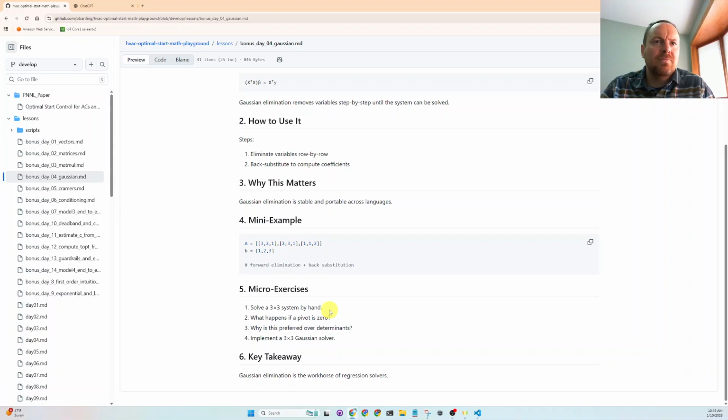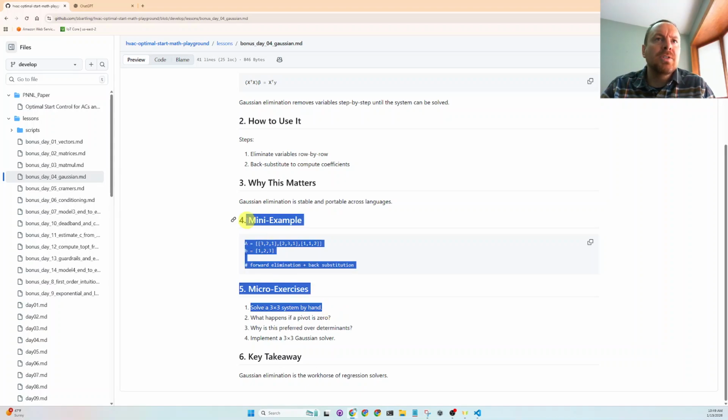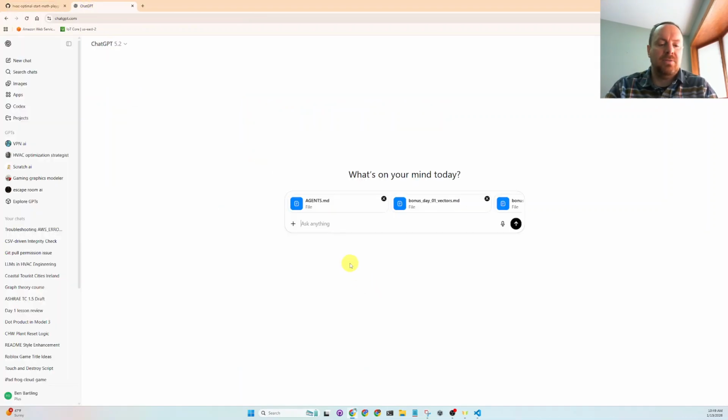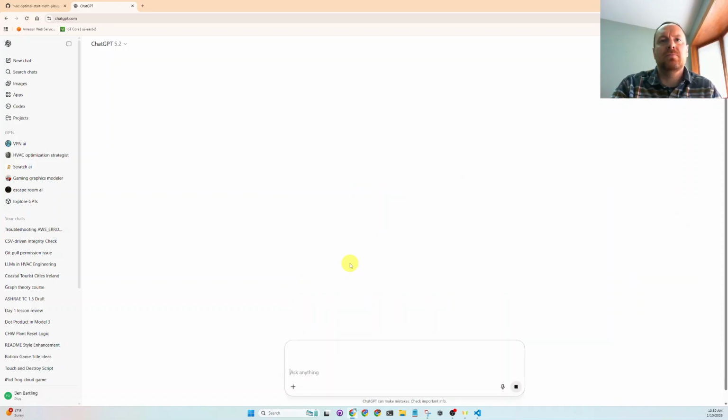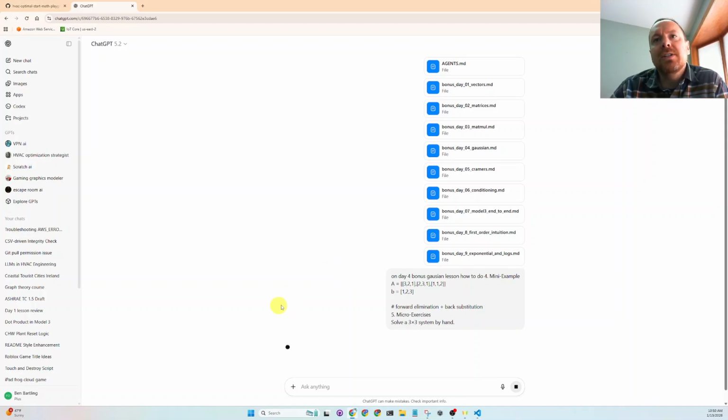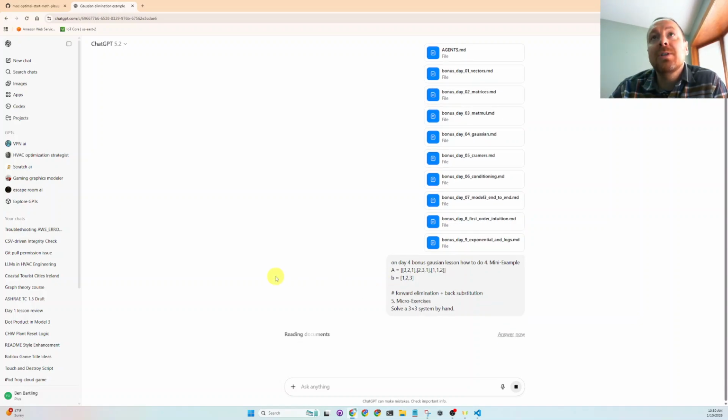I'm just going to say, as ChatGPT, day 4, bonus, Gaussian lesson, how to do it. Let's see what it says here. You're giving AI a bunch of context on what you're doing, and it should be able to assist.